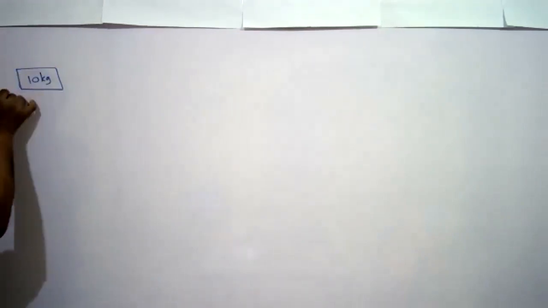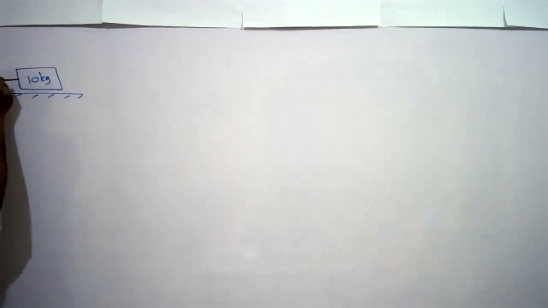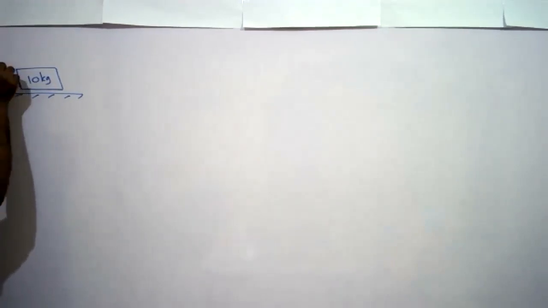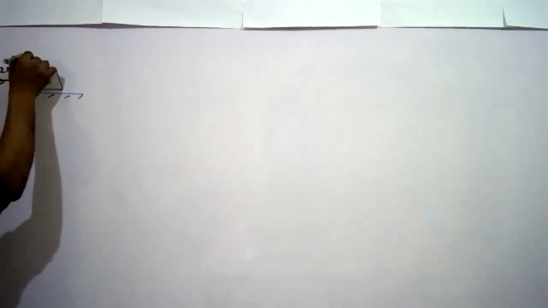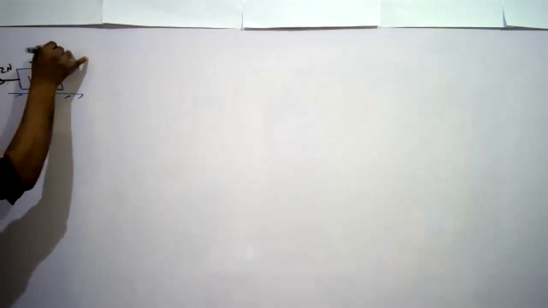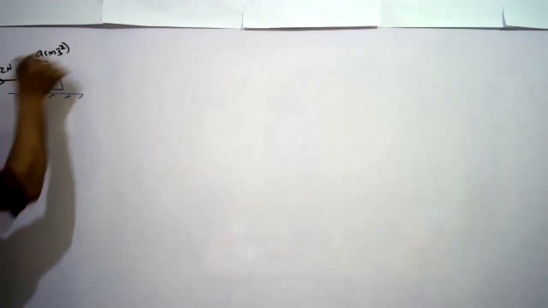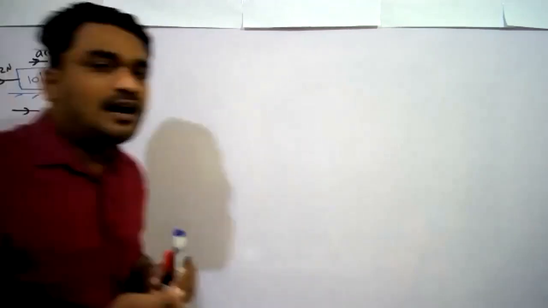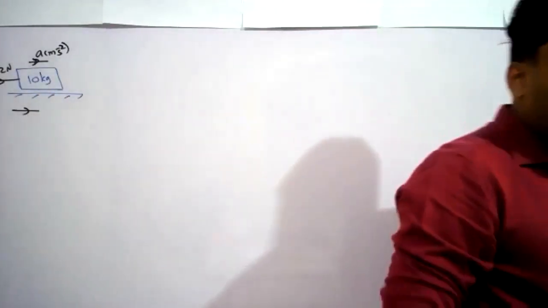So let me give the simplest example that can be written for Newton's laws of motion: an object of mass 10 kilogram, and let's say we have applied a force of 2 Newton. The simplest thing we can ask is what the acceleration is. To find the acceleration, this is the simplest question that can be asked under Newton's laws of motion.